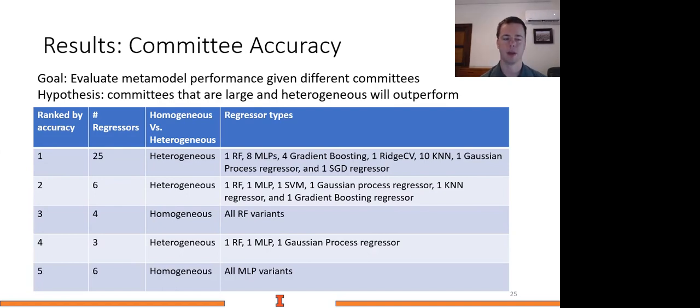The best performing committee had one random forest regressor in it, 8 multi-layer perceptrons that differed in their hyperparameters, 4 gradient boosting regressors that varied in their hyperparameters, 1 ridge CV regressor, 10 K nearest neighbor regressors, 1 Gaussian process regressor, and 1 stochastic gradient descent regressor. And all of the others were smaller, and some had just one kind of regressor in it. So for example, the third committee here listed has just different kinds of random forest regressors in it that differ in the hyperparameters used. So we recommend, based on these results, that a modeler in the future should use a committee that has a large number of regressors and as much heterogeneity as possible.